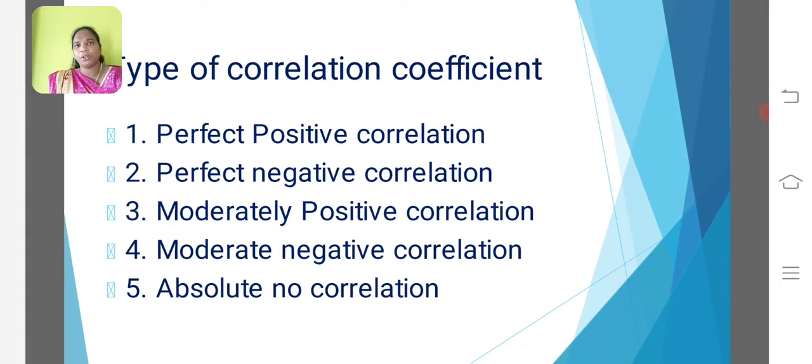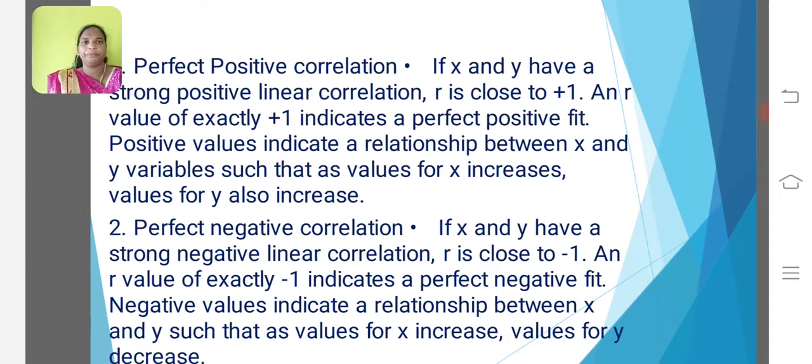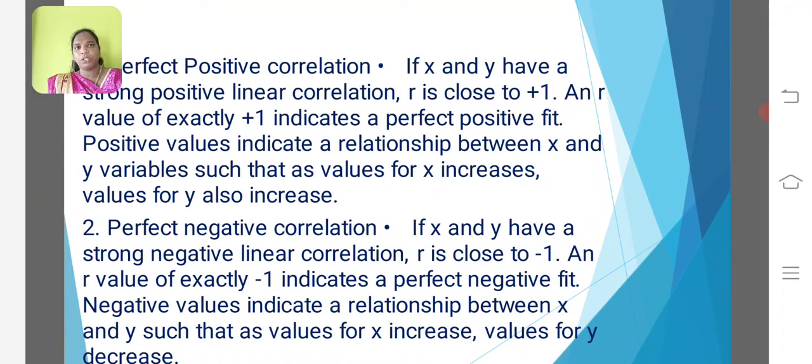There are five types of correlation: perfect positive, perfect negative, moderately positive, moderately negative, and absolutely no correlation. In perfect positive correlation, the two variables x and y have a linear correlation. When r is close to +1, it is known as a perfect positive correlation. When r is close to -1, there is a strong linear correlation, so it is termed a perfect negative correlation.